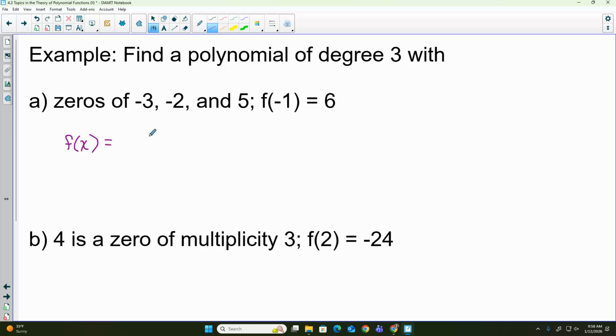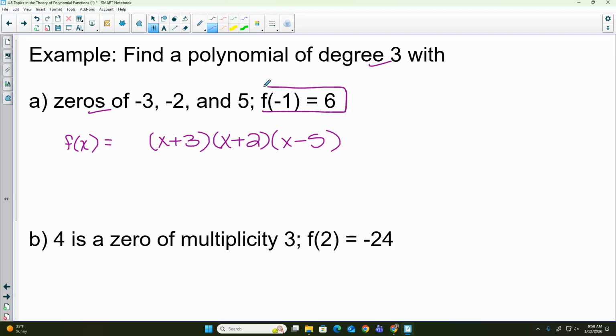if -3 is a 0, what would my factor be? If -2 is a 0. If 5 is a 0. Okay. So I've got the degree 3, I've got my zeros.